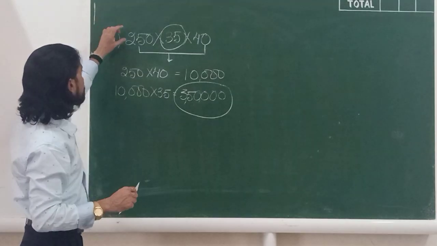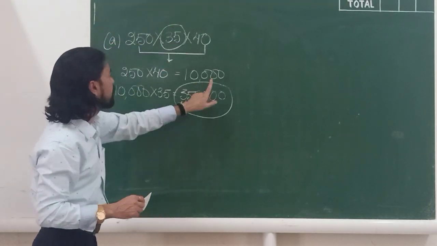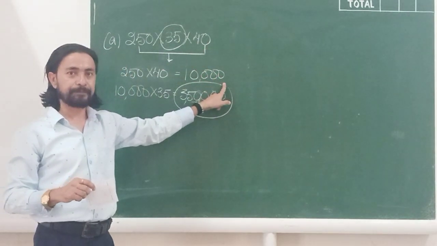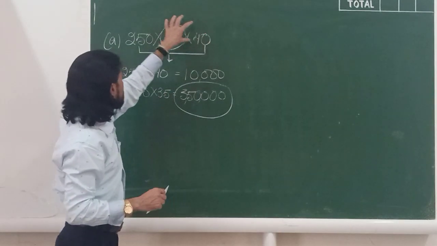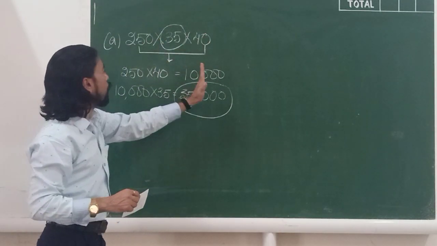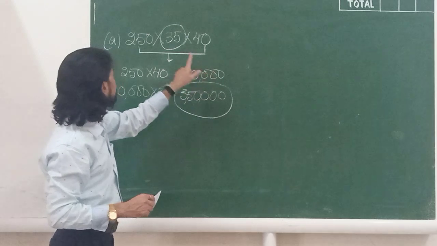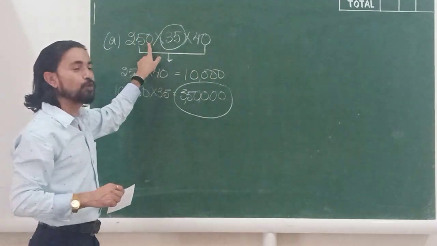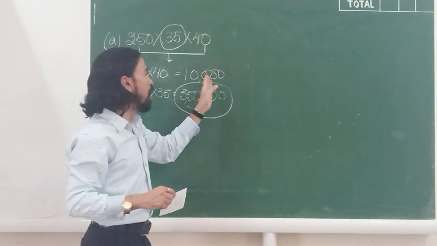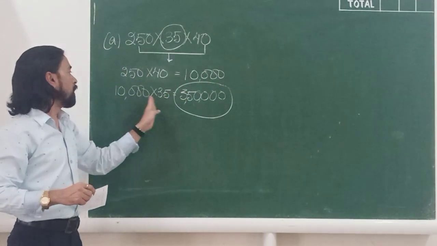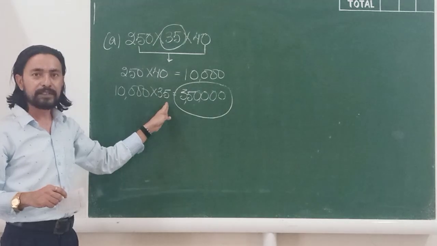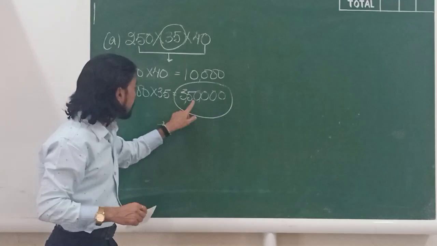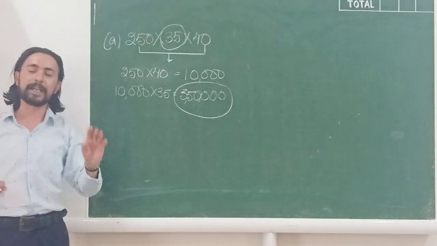Once again I am repeating myself, 250 into 4 will give me only 1000. But I have to add the 0 because it is 40. Similarly, 40 into 25 is also 1000. But I have to add another 0 because this 250 has a 0. I am taking 25, it is 250, so this 0 has to be added. Now I only have to multiply 10,000 by 35. 10,000 by 35 gives me 3,50,000, and that's my answer.